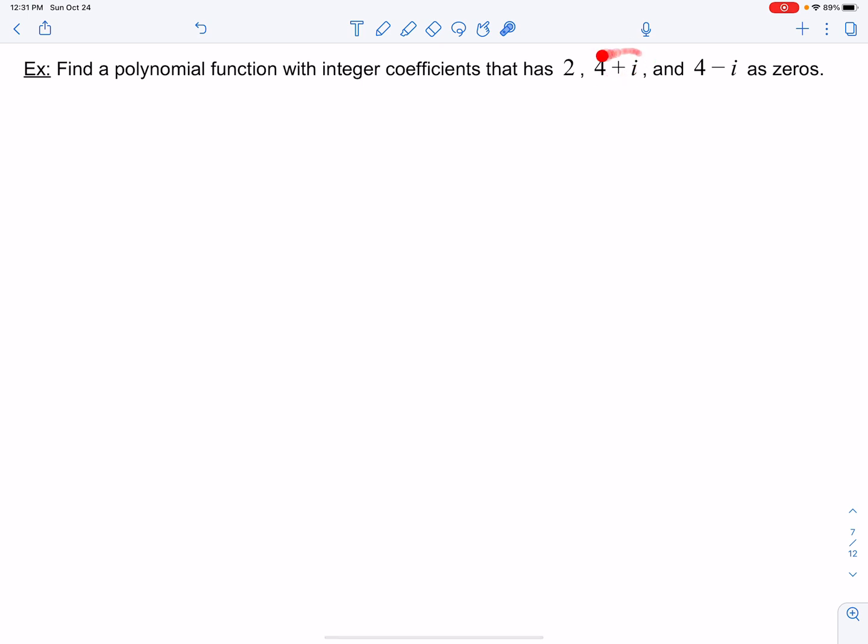So here this looks like a complex number that has both the real and the imaginary part. So this is going to make what we do a little bit strange looking, but we still go through the same process. To write our function, we're going to call it some sort of function name, f of x, g of x, h of x, whatever you like. We'll take our zeros and we'll write them as factors. So if 2 is a zero, x minus 2 is a factor. If 4 plus i is a zero, then x minus that is a factor. So we'll have x minus (4 plus i) as a factor.